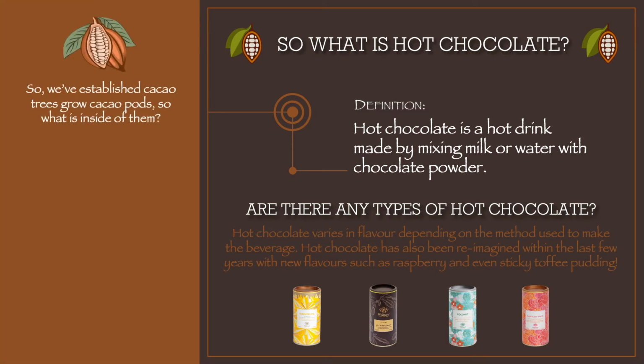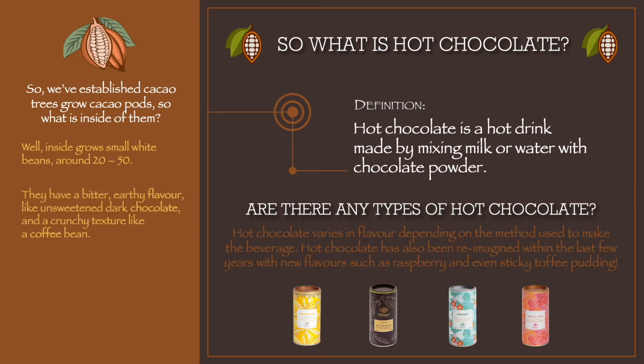So, we've established cacao trees grow cacao pods, so what is inside of them? Well, inside grows small white beans, around 20 to 50. They have a bitter, earthy flavor, like unsweetened dark chocolate, and a crunchy texture like a coffee bean. You will soon see the journey the beans undertake to get to the chocolate we know.